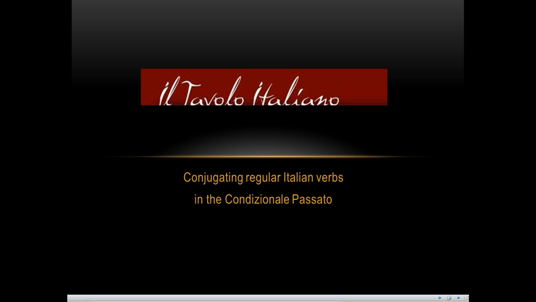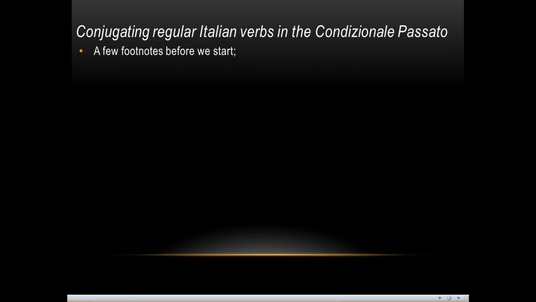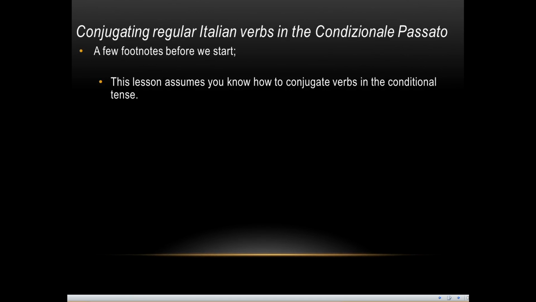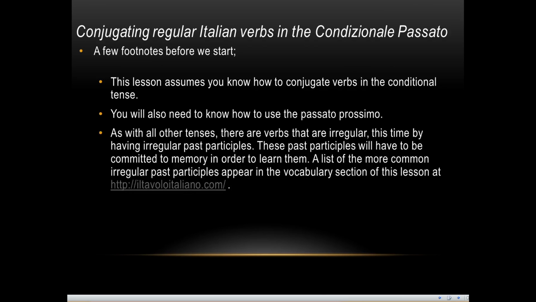Today we're going to be studying conjugating regular Italian verbs in the condizionale passato, the past conditional tense. A few footnotes before we start. This lesson assumes you already know how to conjugate verbs in the conditional tense. You also need to know how to use them in the passato prossimo.